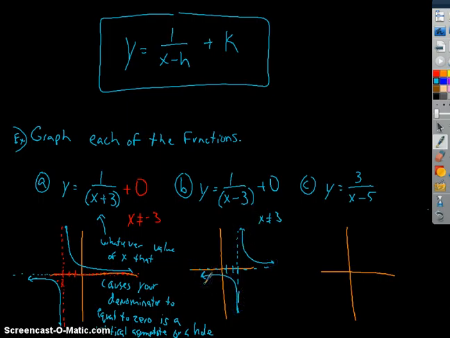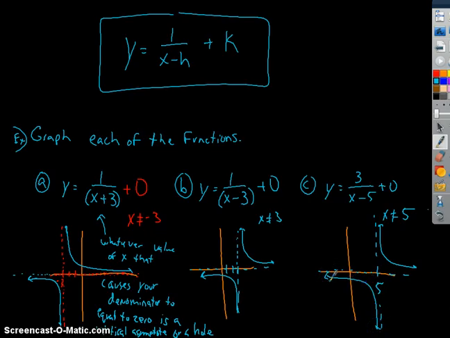And in this one, even though I have a 3 on top, it has no effect on what the vertical asymptote or horizontal asymptote is. If I had an x on top with it, it would change some things. But since it's just a constant there, it doesn't change anything. So my vertical asymptote is still going to be at x cannot be 5. So at 5, I have a vertical line that won't cross. And it's still plus 0 there, the horizontal line at 0. And this is the curve.